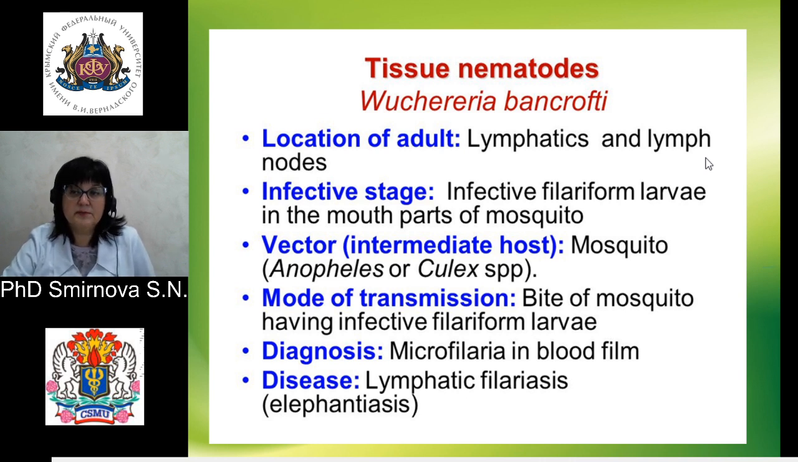This is a parasite whose adult is located in the lymphatic nodes. Infection stage is the filariform larva in the mouth part of the mosquito. Vectors or intermediate hosts are the mosquito Anopheles or the mosquito Culex. Mode of transmission is the bite of a mosquito carrying the infective filariform larva. Diagnosis is microfilaria in the blood film. Disease: lymphatic disease or elephantiasis.